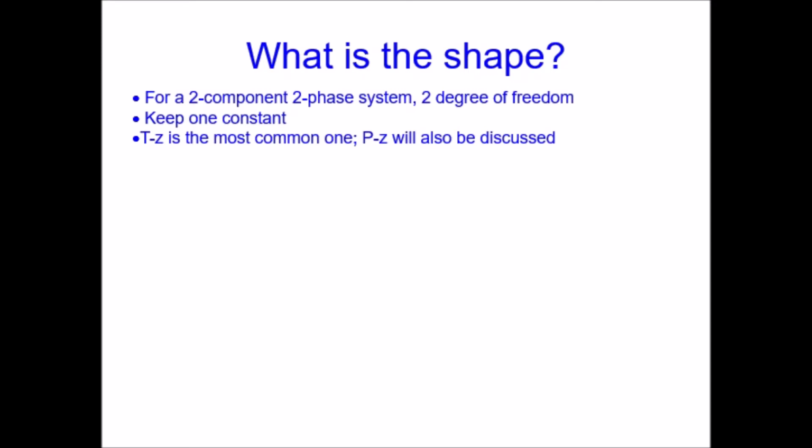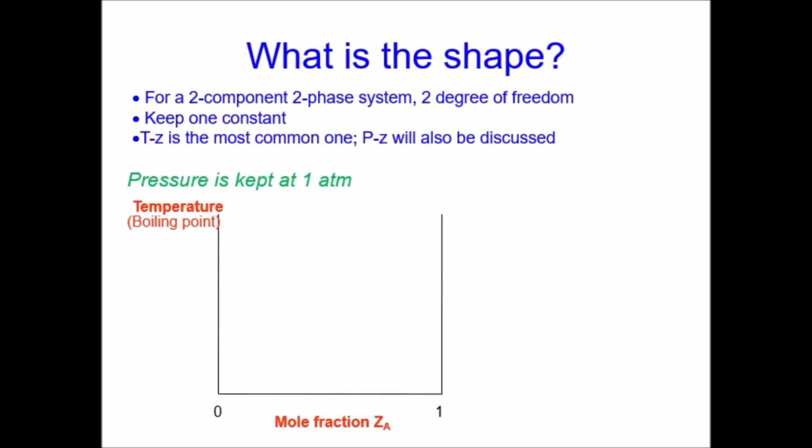One is to keep temperature constant and plot the pressure as a composition phase diagram. The other is to keep pressure constant and plot temperature as a composition phase diagram. So here we are going to show first we keep pressure constant, 1 atmosphere, and we plot temperature as a function of mole fraction. In the mole fraction, ZA represents mole fraction both in the liquid phase and the gas phase. So we'll see how this works.